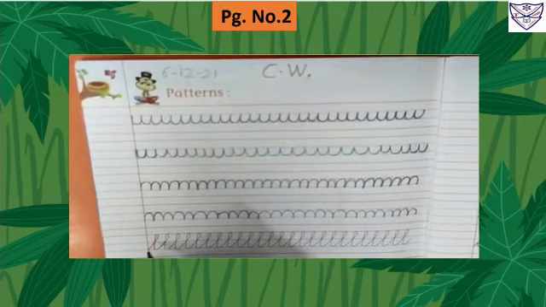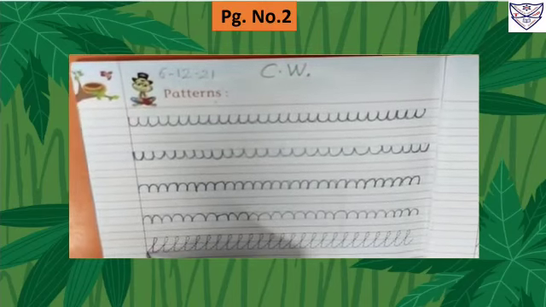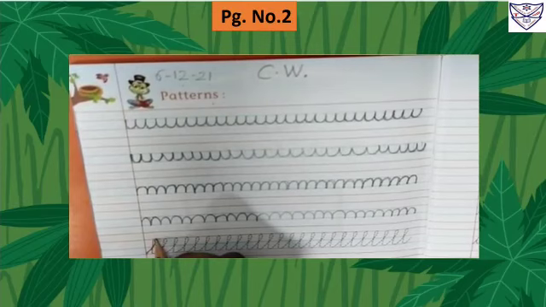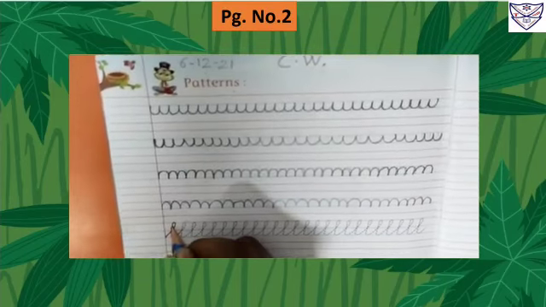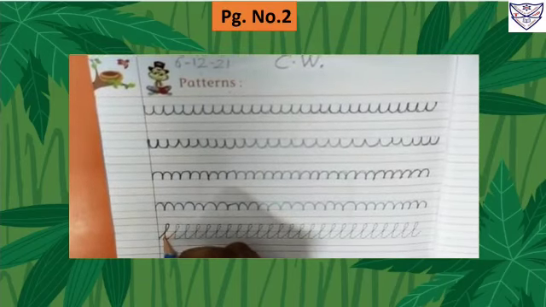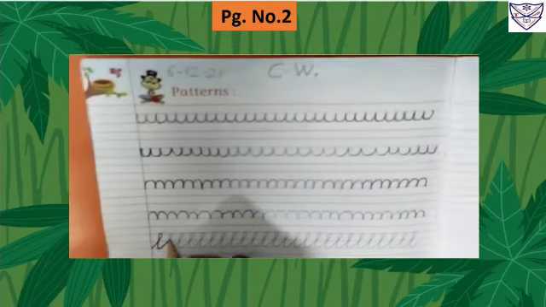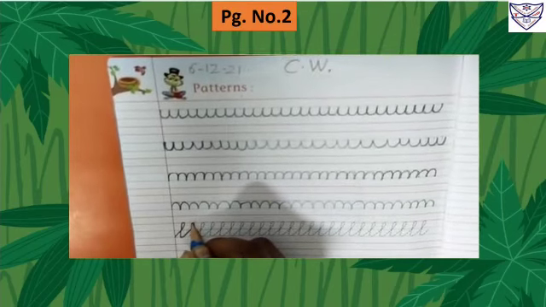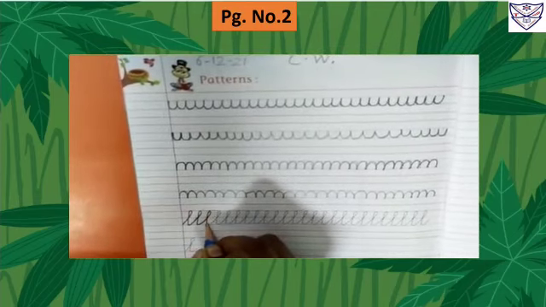Now put your pencil point on the second blue line. Make a slanting line up to the first red line. Make a small curve. Come down, make a standing line up to the second blue line. Again, make a slanting line up to the first red line. Make a small curve and come down. Make a standing line up to the second blue line. In this way, this pattern you have to do.